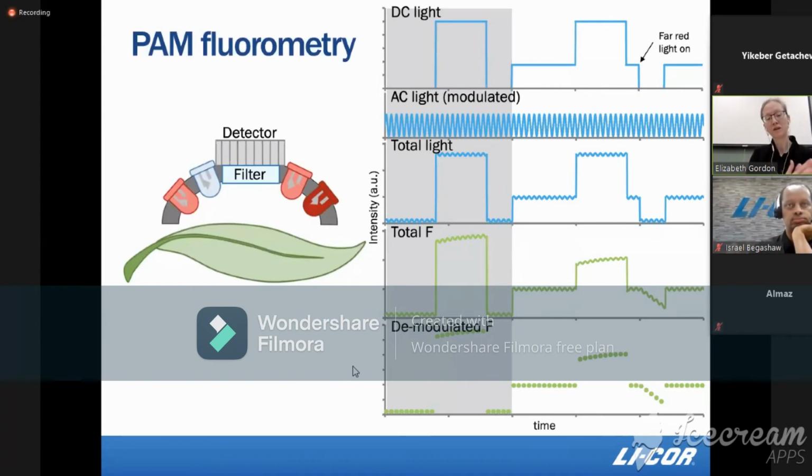And then we can also use the combination of our modulating beam and our saturating beam to say, what is the fluorescence? So here's background fluorescence, how it's going in general, versus I gave it a very large amount of light, what came back to me.